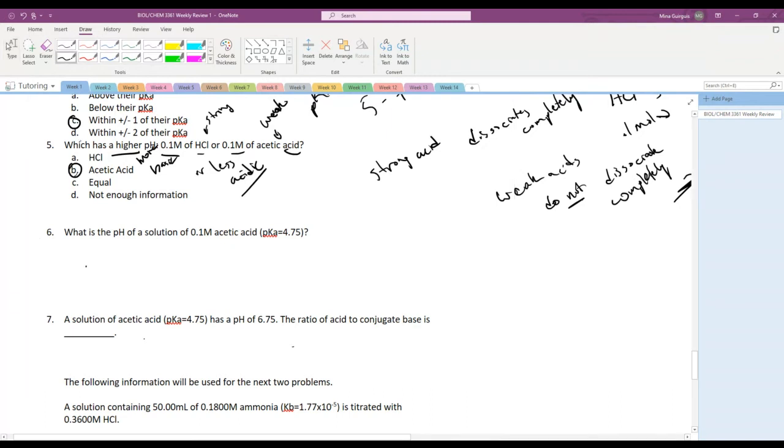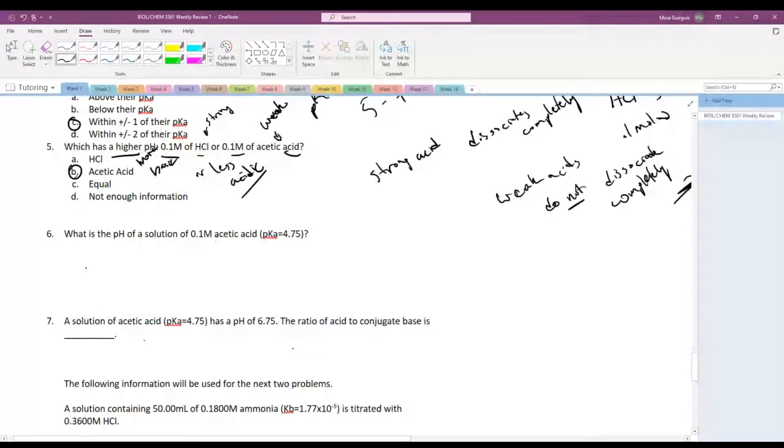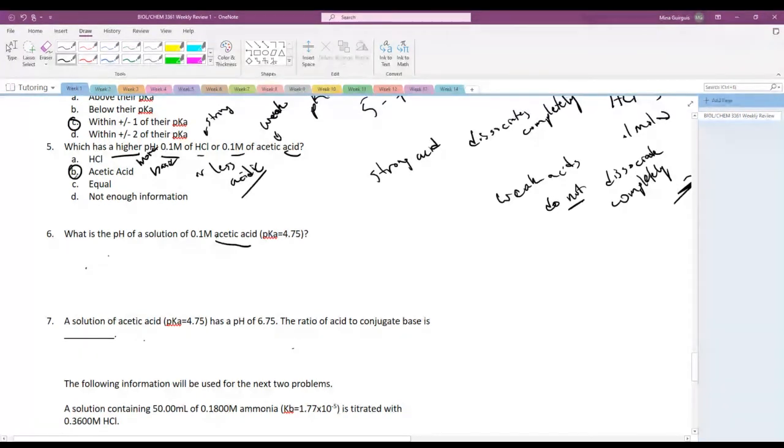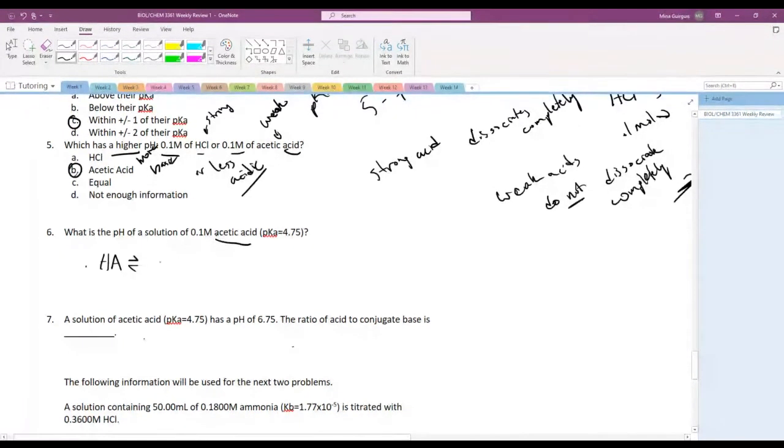So the first thing that we can do is write out the equation. So you're going to see a lot of whatever acid here, propionic acid, and maybe you won't know the equation. So for convenience, I tend to do HA, double arrow, H plus A minus. And A is just some acid. It doesn't matter what it is. In this case, we can think of it as acetic acid or acetate.